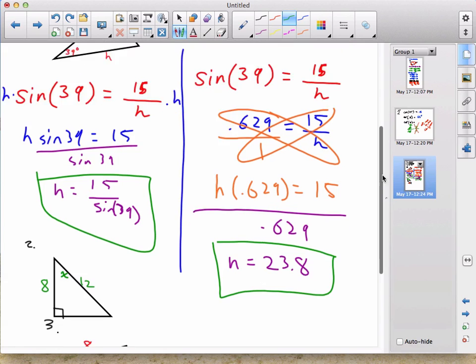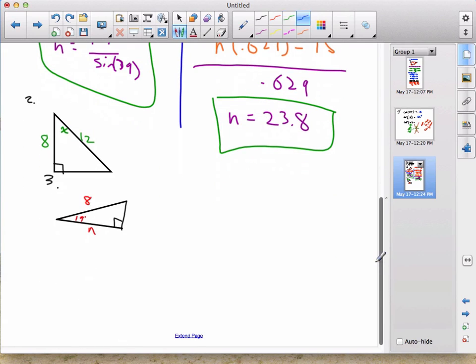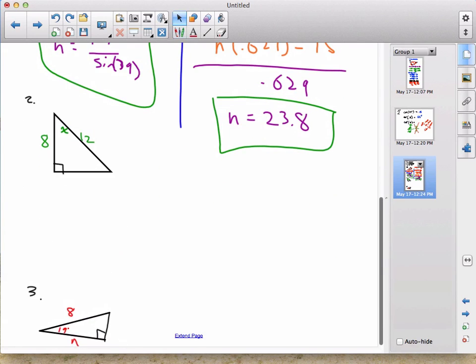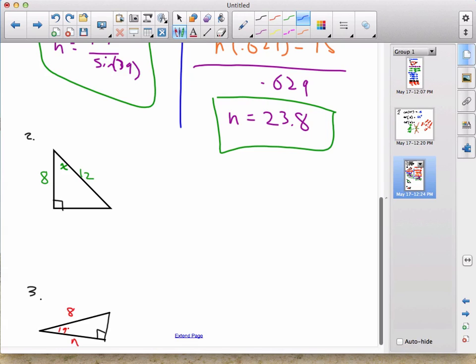All right, moving on to number 2. Looking at number 2, slightly different. Somebody help me with number 2. Carlo, please. Okay, so I found that for this problem we would use cosine. I love it. Carlo uses SOH CAH TOA. Yeah, so cosine. Continue.